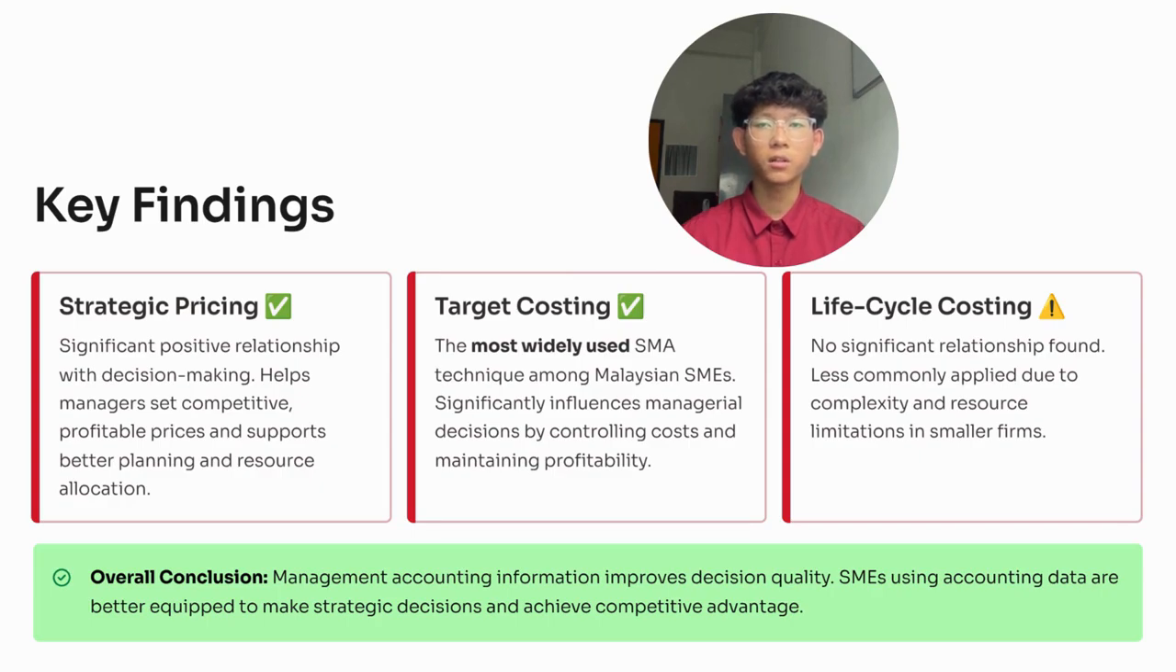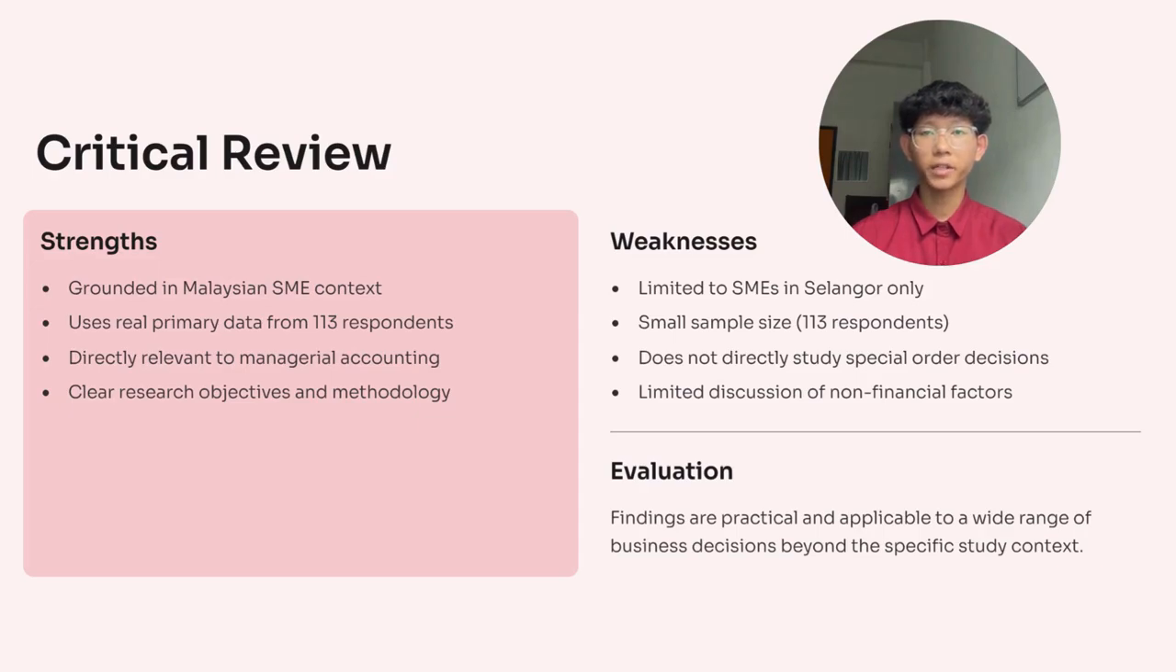Overall, the article concludes that management accounting information is an important tool that helps managers make more effective and profitable decisions. In my opinion, the article has several strengths. First, the study is conducted in Malaysia, making it highly relevant to local business environments. Second, it uses actual data collected from SME owners and managers, which increases the credibility of the findings. Third, the article clearly demonstrates the importance of accounting information in supporting managerial decisions.